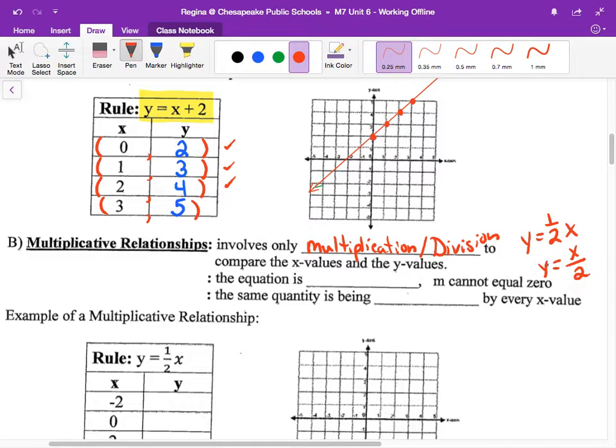Here's the equation. The equation is y equals mx. M, I don't know why they picked the letter M. Maybe M for multiplication, because that's what we're actually doing.